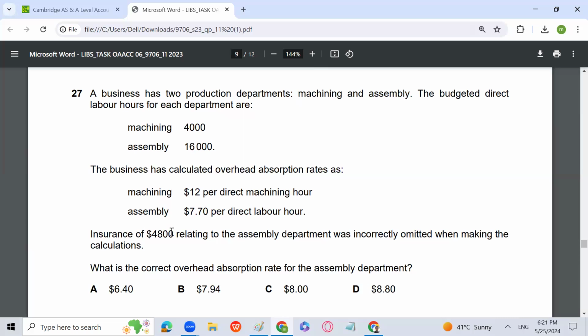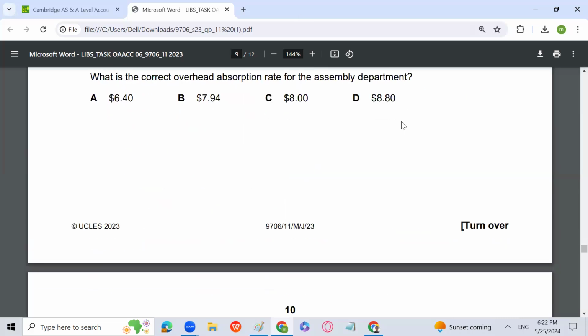How come? 4800 divided by 16,000, 0.3 is the overhead absorption rate which has not yet been taken into account. So 0.3 will be added to the overhead absorption rate of assembly. 7.7 plus 0.3 is 8. C is the answer. The correct overhead absorption rate answer is C.